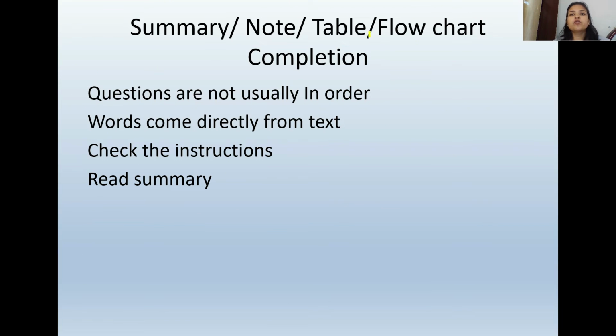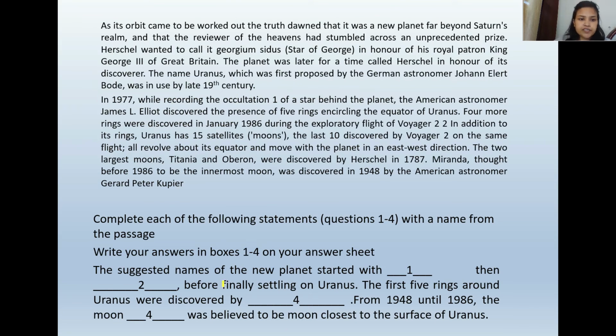Let's discuss the next one. The next one is summary, note, table, flow chart completion. Here, questions usually come in order. Words come directly from the text, which means don't change anything. Take the instruction first and read the summary. Firstly, read this summary. Complete each of the following statements with a name from the passage. Write your answers in the boxes.